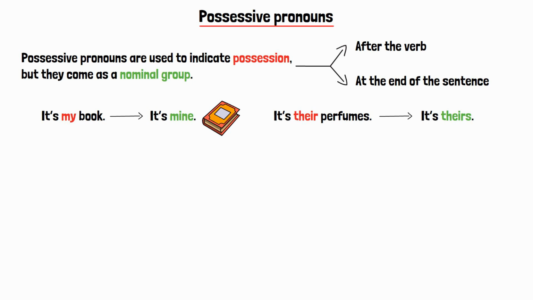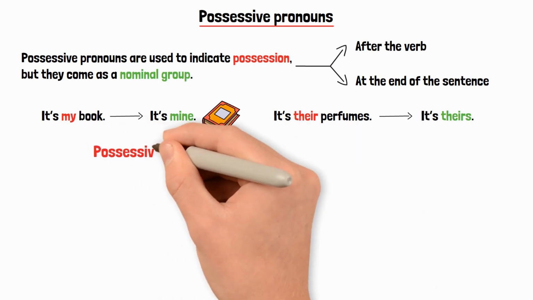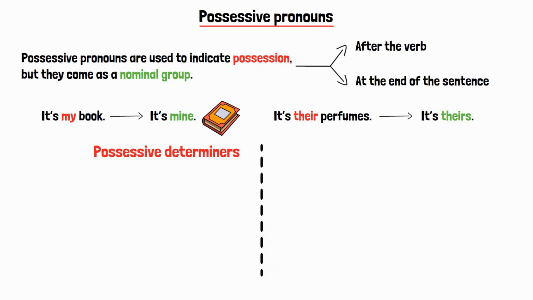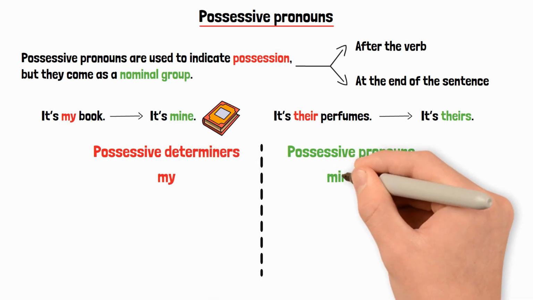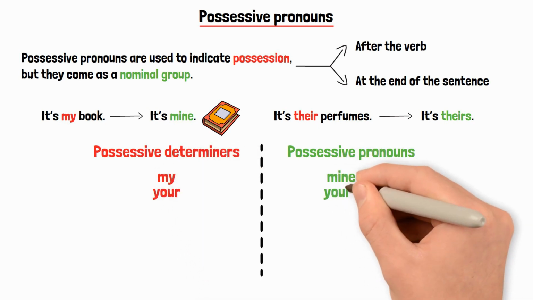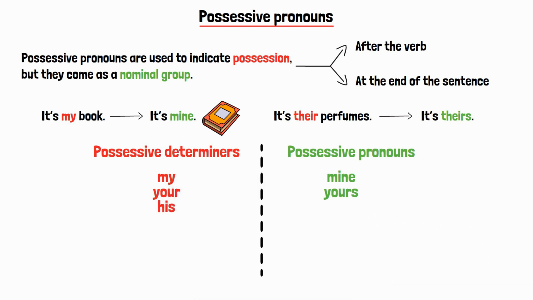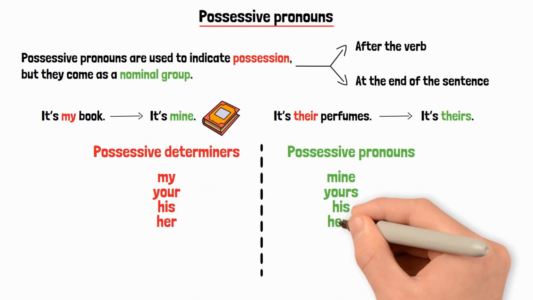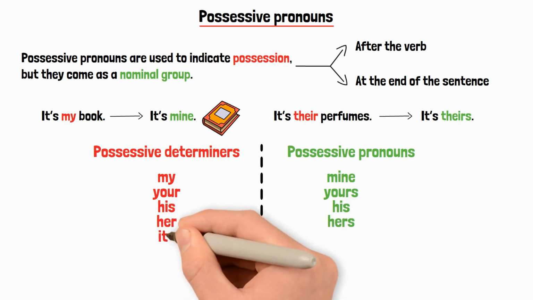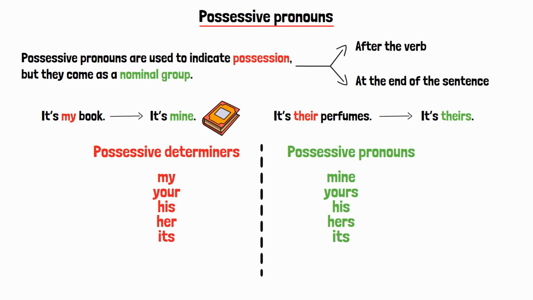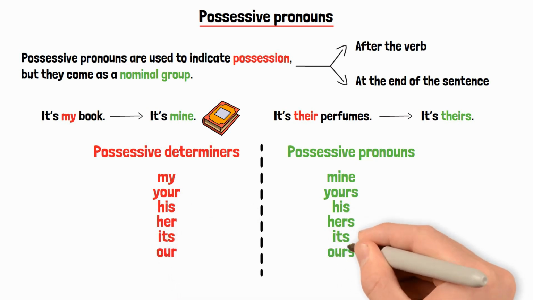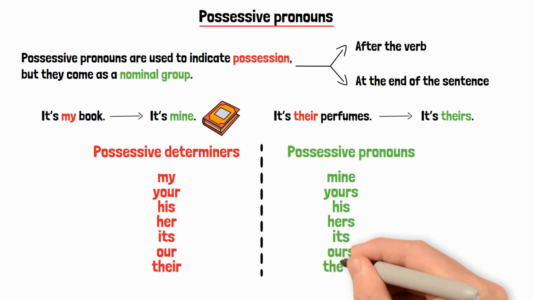Take a look. On the left, we have possessive determiners, and on the right, we have possessive pronouns. My becomes mine. Your becomes yours. His stays his. Her becomes hers. Its stays its. Our becomes ours. And their becomes theirs.